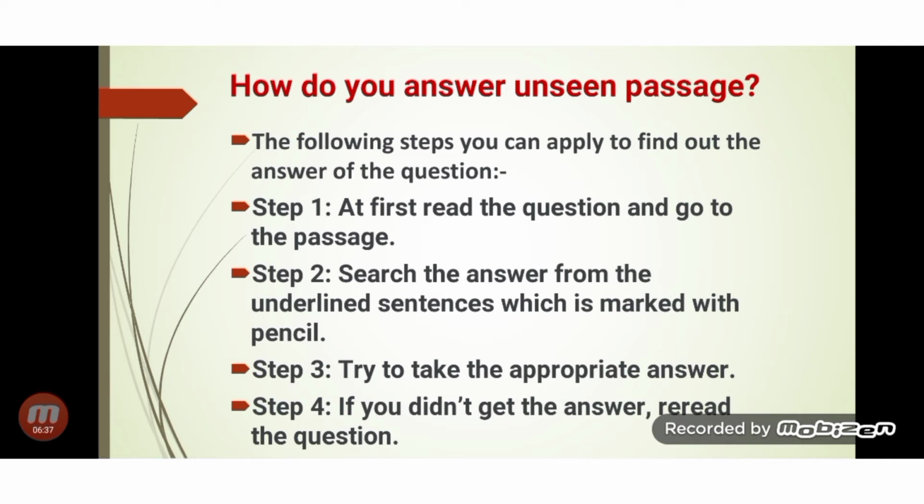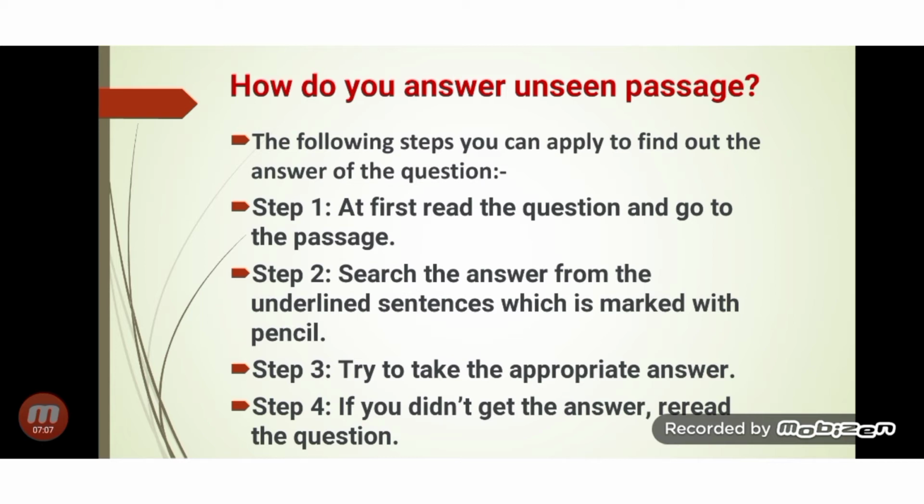Search the answer of the underlined sentences which you marked with pencil. You have already underlined some words or sentences which will be answer of the questions. In this way you can see the underlined word or sentences, then you can find out the answer of the questions. Step 3. Try to take the appropriate answer.